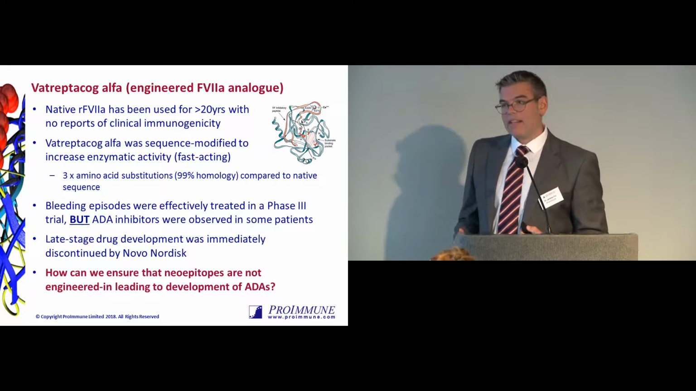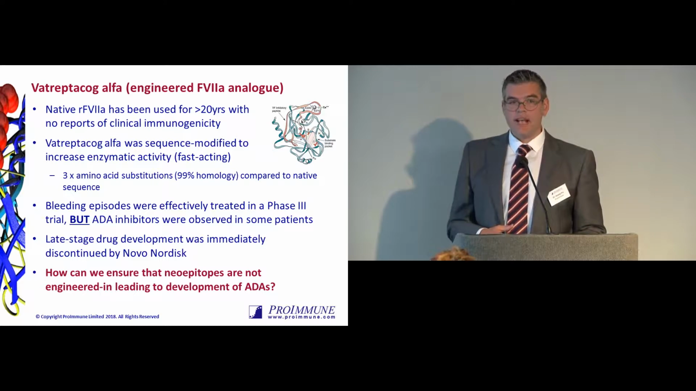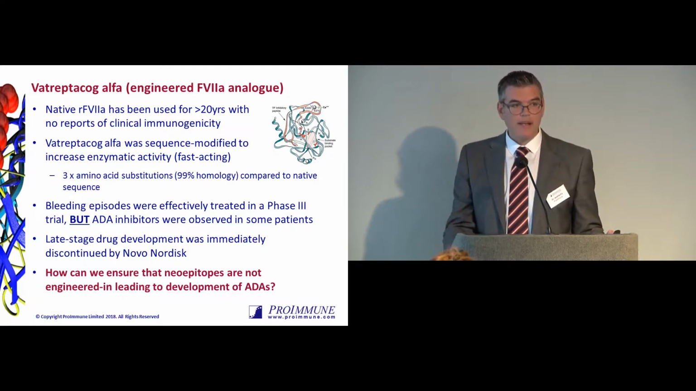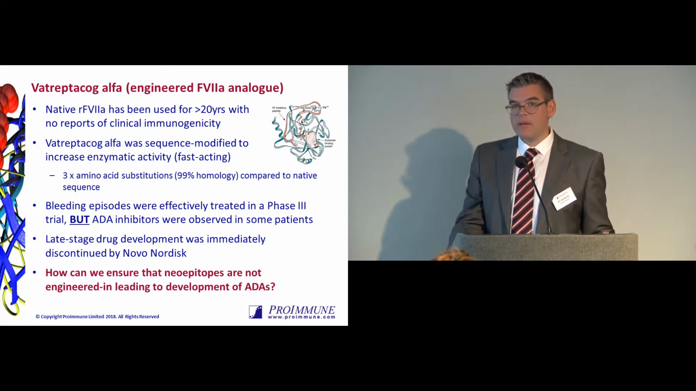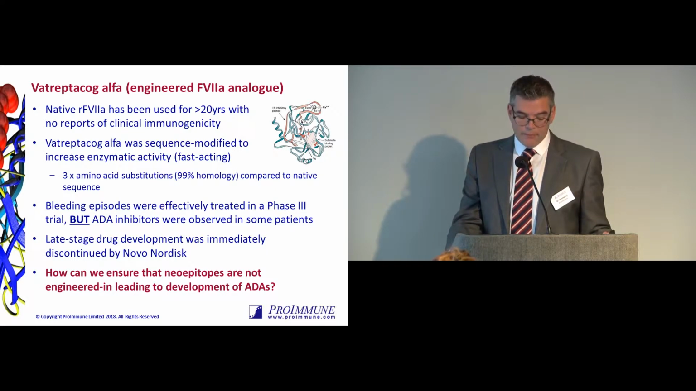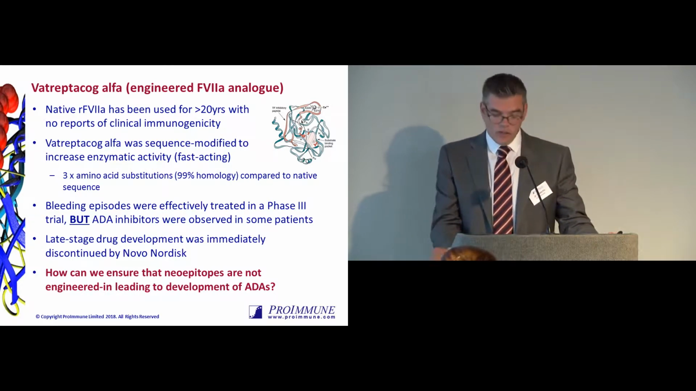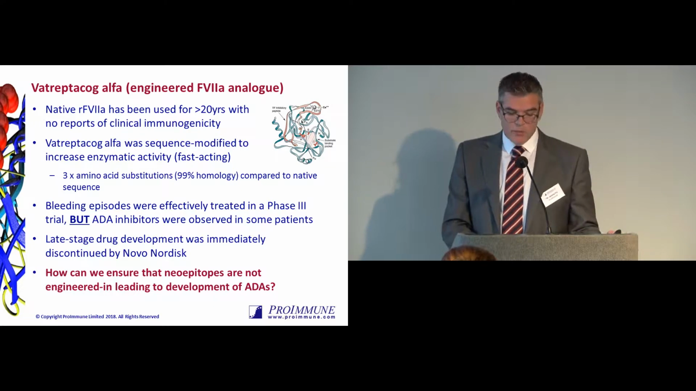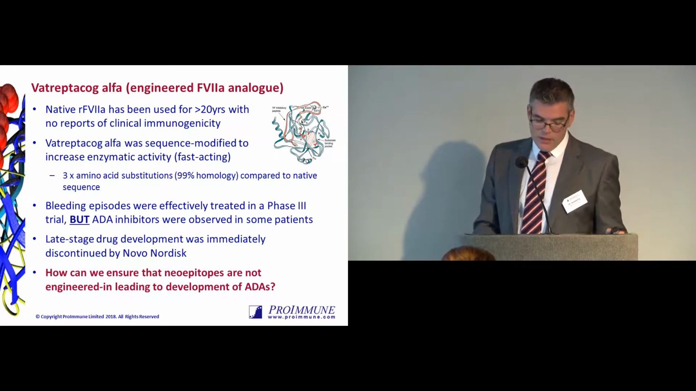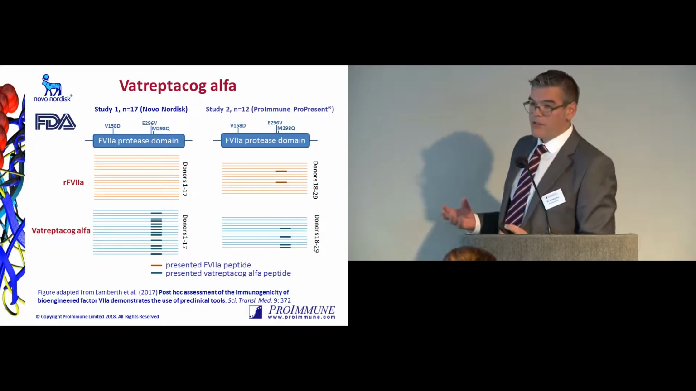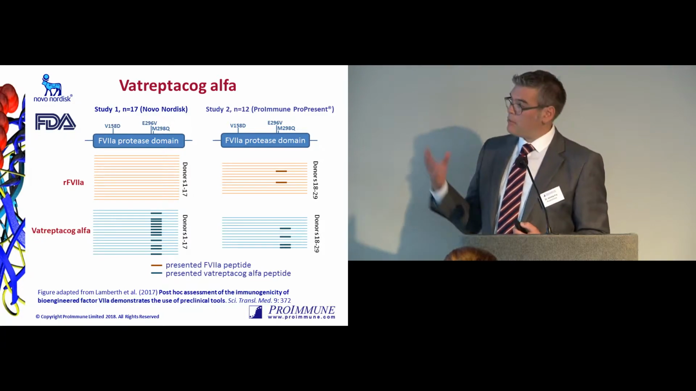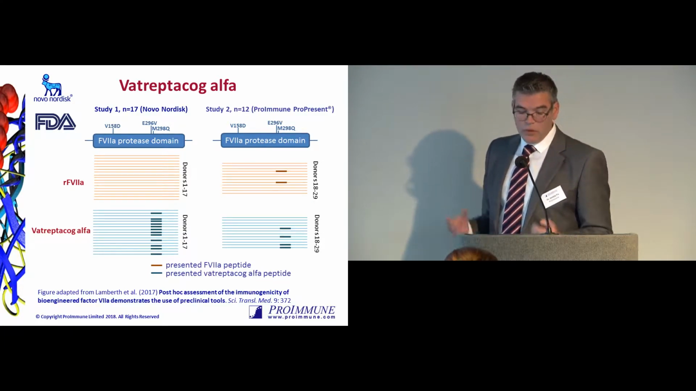Now, this only became apparent in the phase 3 trial, but the retrospective analysis, which was very much the purpose of the paper, goes to show that if you do your homework at the very beginning, some of these big challenges and expensive problems, not to mention the fact that the patients were affected, could have been foreseen at the very beginning. So once the anti-drug antibodies, or these inhibitors, were measured, of course, the trial had to halt immediately. And the question was asked, well, how can we make sure that these neoepitopes are not engineered in, leading to the development of inhibitors? So this is just one part of the study, looking at the ProPresent MAPS assay, which was one element of the paper.